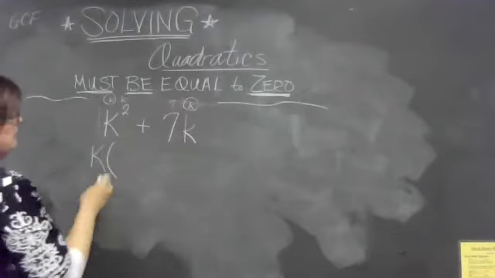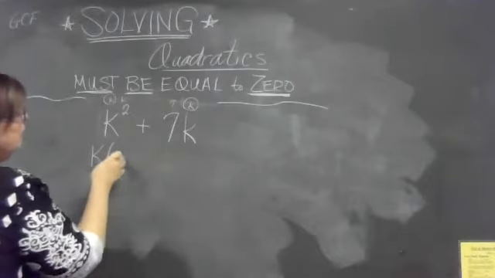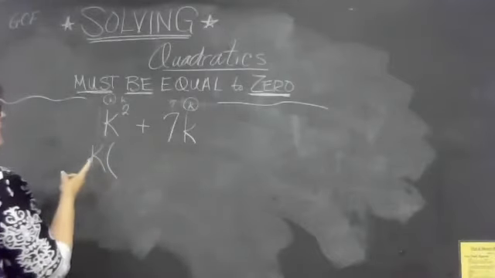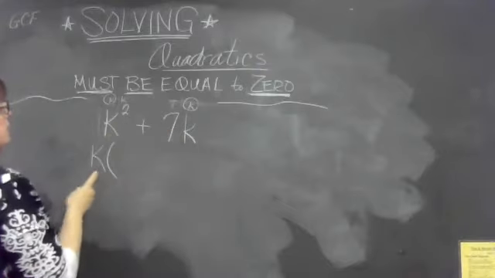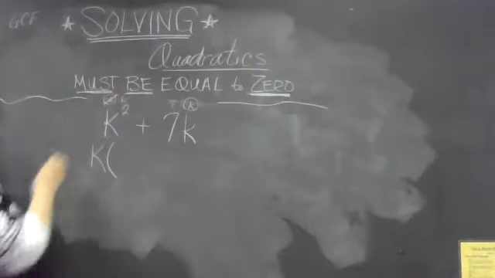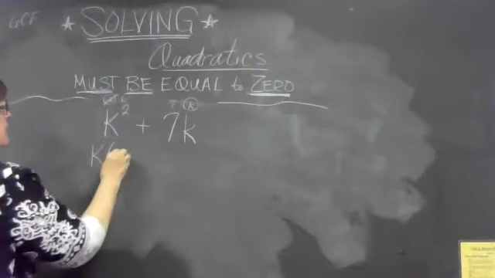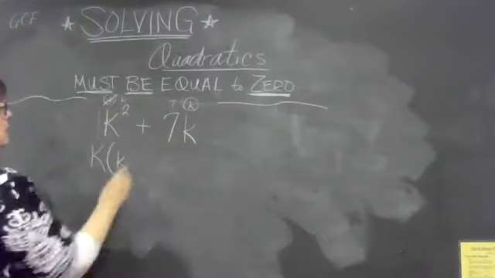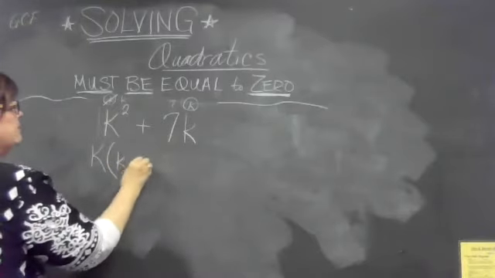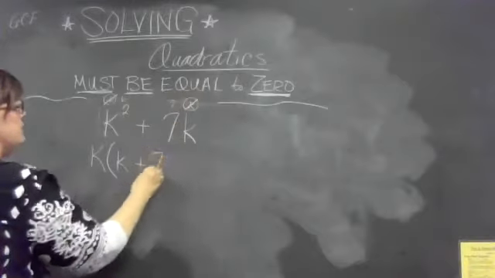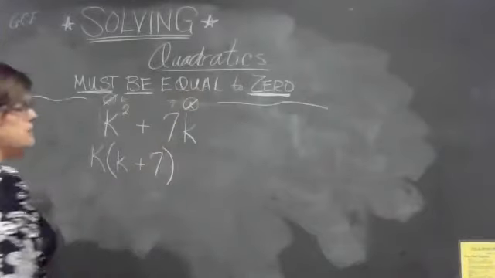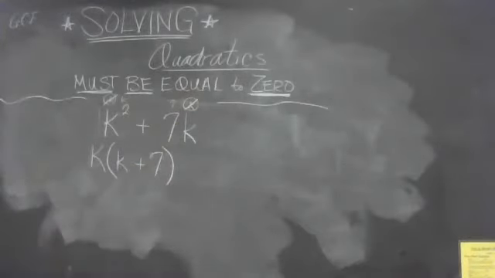Then we're going to tell whoever what is left after I divide a k out of all the terms, okay? So when I divided a k out of this term, I'm left with another k. I use the plus, and when I divide the k out of this one, I'm left with a 7. Correct? Now this is all the factoring that has to be done in this one.